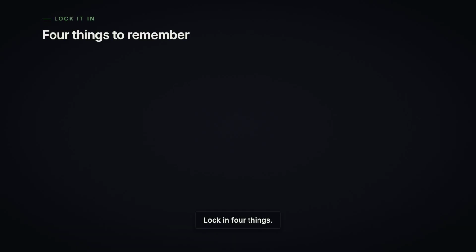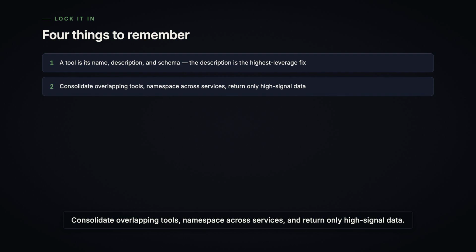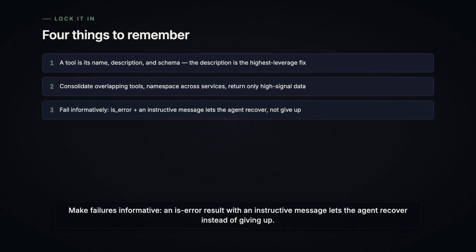Lock in 4 things. The model only knows a tool by its name, description, and schema. The description is the highest leverage thing you can fix. Consolidate overlapping tools, namespace across services, and return only high signal data. Make failures informative. An isError result with an instructive message lets the agent recover instead of giving up.